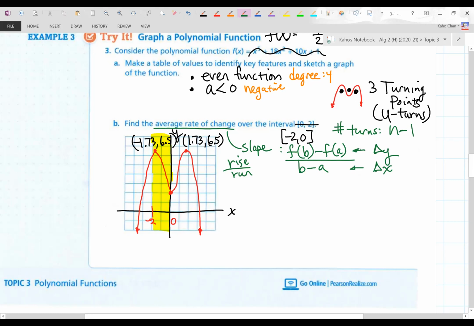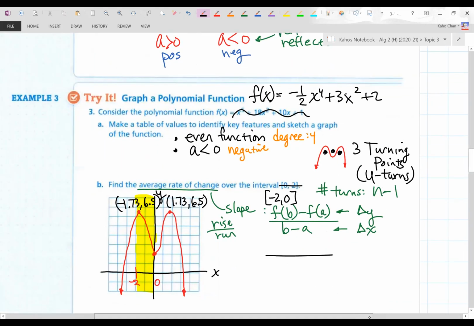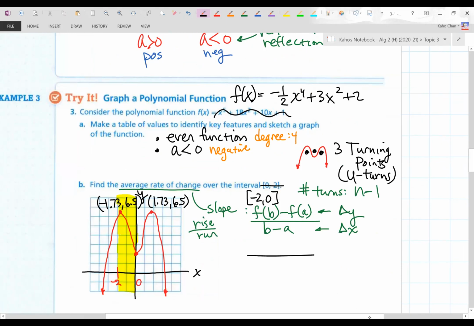All right, let's plug the numbers in. It's just basically a formula. F of b minus f of a is referring to the function that I changed to -1/2 x to the 4th plus 3x squared plus 2. It's a lot of work. Hang in there. Wish me luck. Here we go.